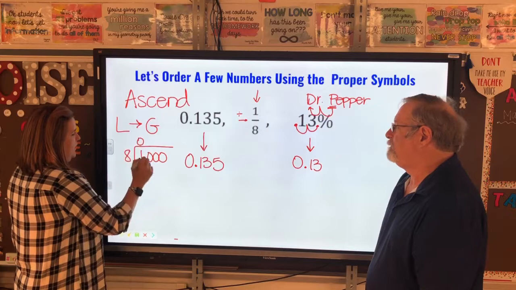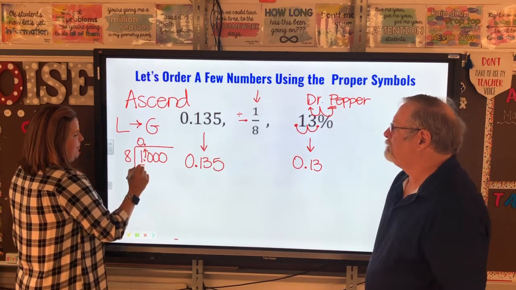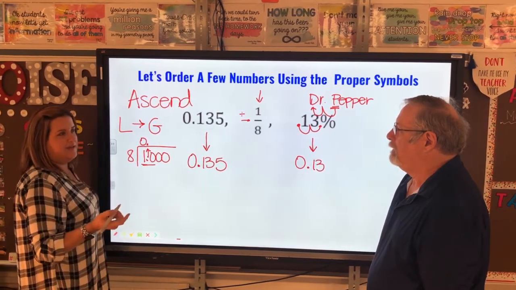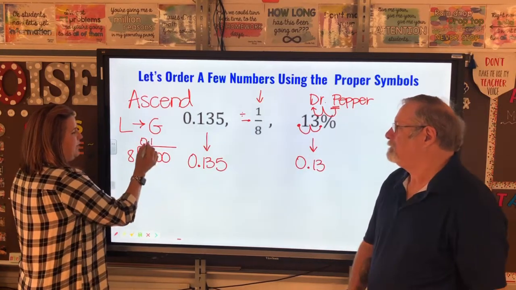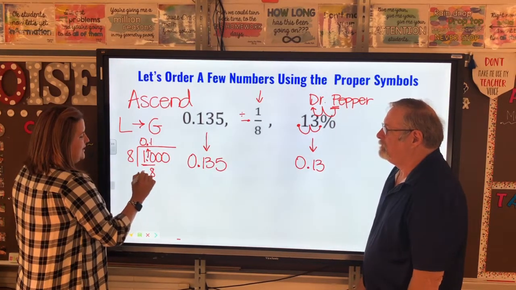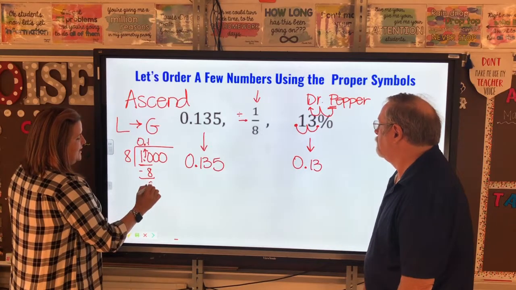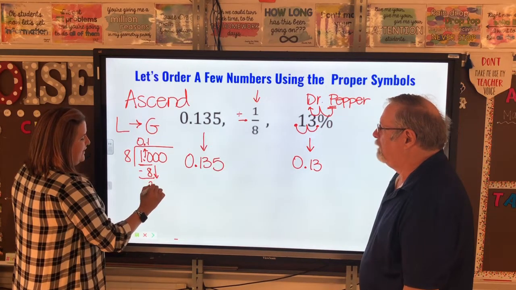Nope. Well, no. My decimal goes to the top. How many groups of 8 are in 10? I think 1. I can make one group. 1 times 8 is 8. I subtract, 10 minus 8 is 2, and I bring down that 0.